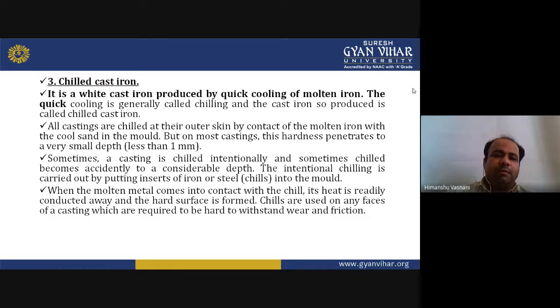When the molten metal comes into contact with the chills, its heat is readily conducted away, and the hard surface is formed. Now the chills are used on any faces of a casting which are required to be hard to withstand wear and friction. The property we require in chilled cast iron is to withstand wear and friction. That's why you go for chilled cast iron products.